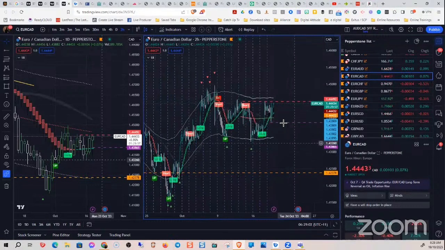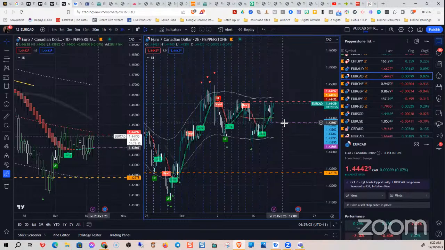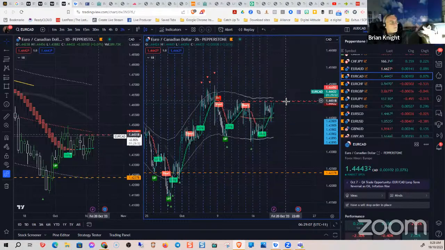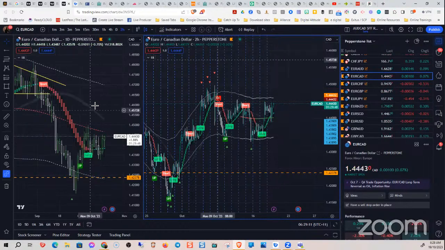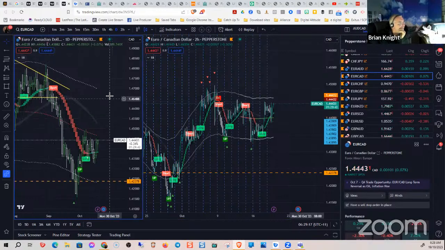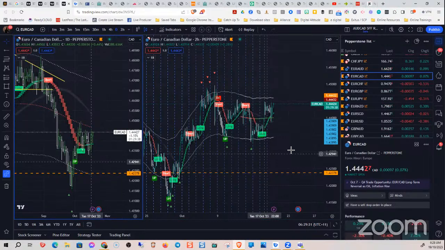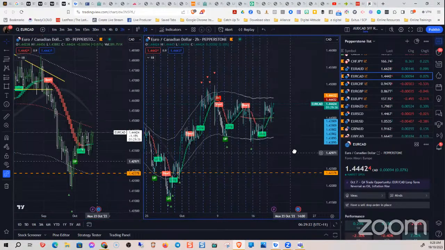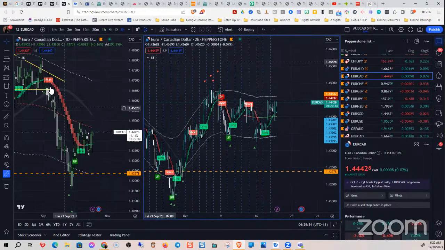Well, what's more likely for this to push up to the top of that band on the daily? Can you show the daily? Yeah, sure. You're saying like this imbalance up in here, it's more likely to push up to there before it comes back down. Right. Bounce off that band, basically.